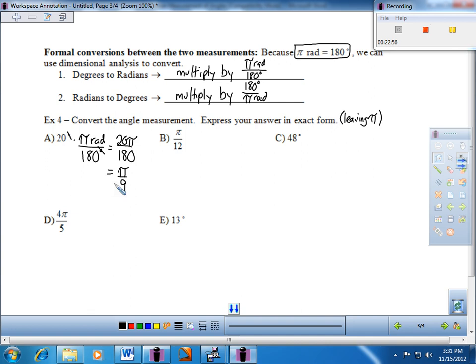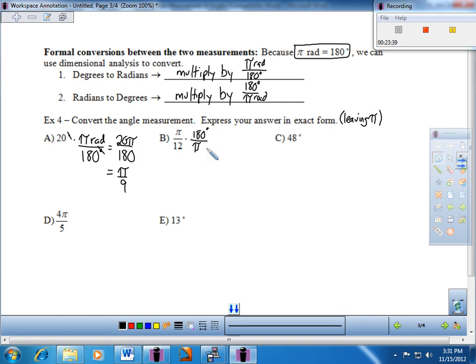Okay, let's go ahead and do part B. Part B is pi over 12, and notice in this case I don't see a degree measurement right here, and that's how I know. That's really the only way I know that this is a radian measurement of an angle. And so in this case it's going to be radians to degrees, so it's 180 degrees over pi radians. Again, if you want to put a little RAD here, that's perfectly fine.